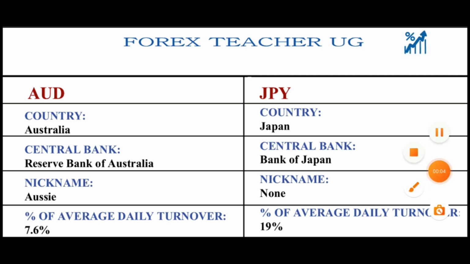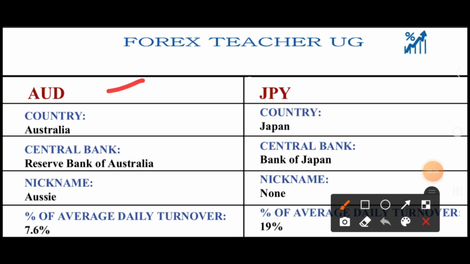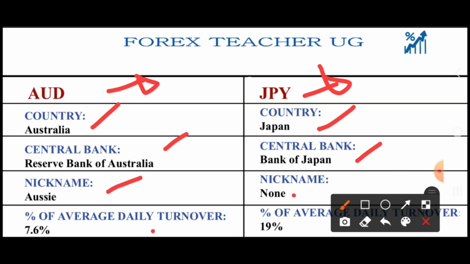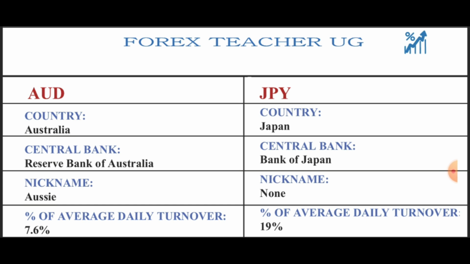Further details of the Japanese yen and Australian dollar. So this is from Australia. The bank is Reserve Bank of Australia. The nickname is Aussie, and its average daily turnover is 7.6. Then this is Japan. The bank is Bank of Japan, and it has no nickname, so it remains the JPY. So its average daily turnover is 19%, which is good.